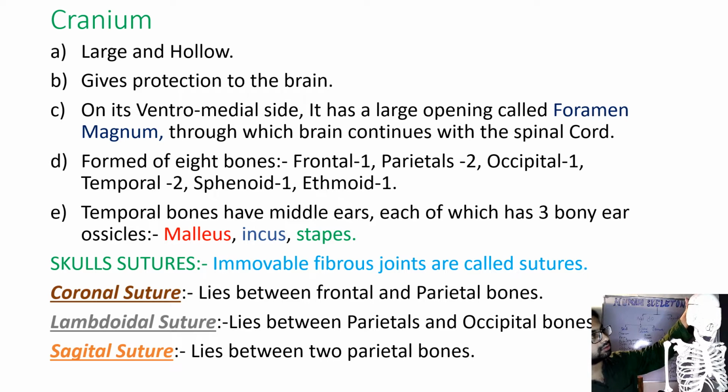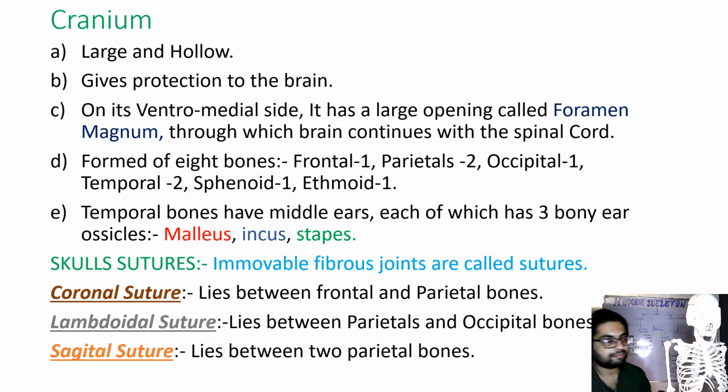What are these? Frontal bone, parietal bones on either sides, occipital bone just behind to the cranium, temporal bone, sphenoidal bone, it is not visible here, and ethmoid bone also, it is not visible.